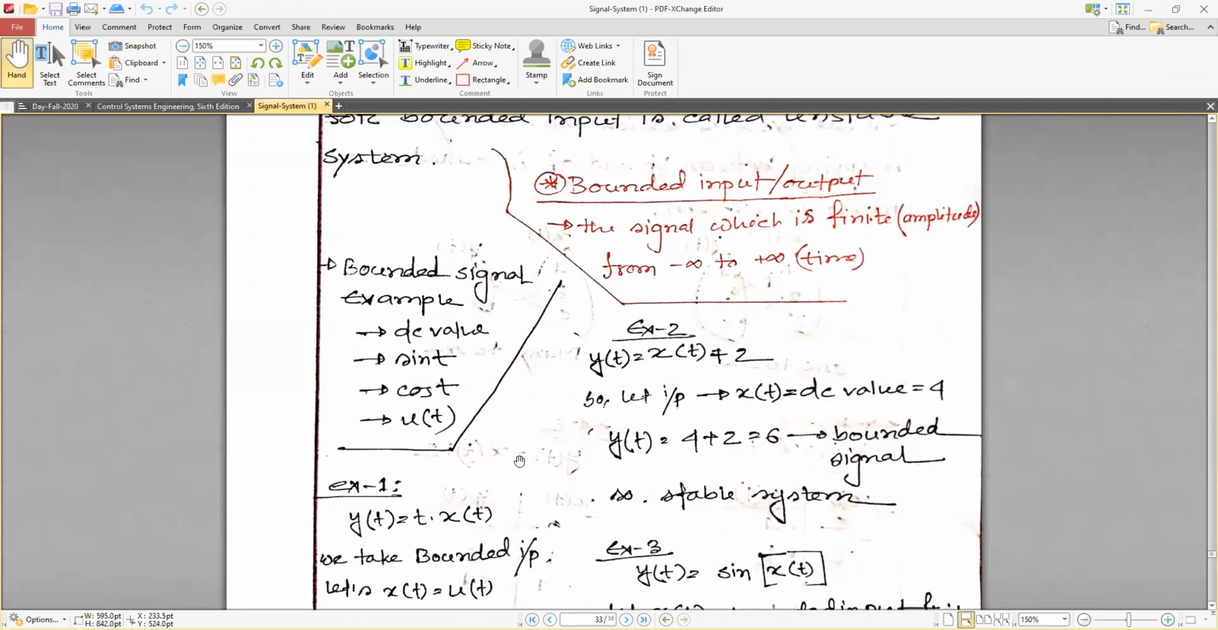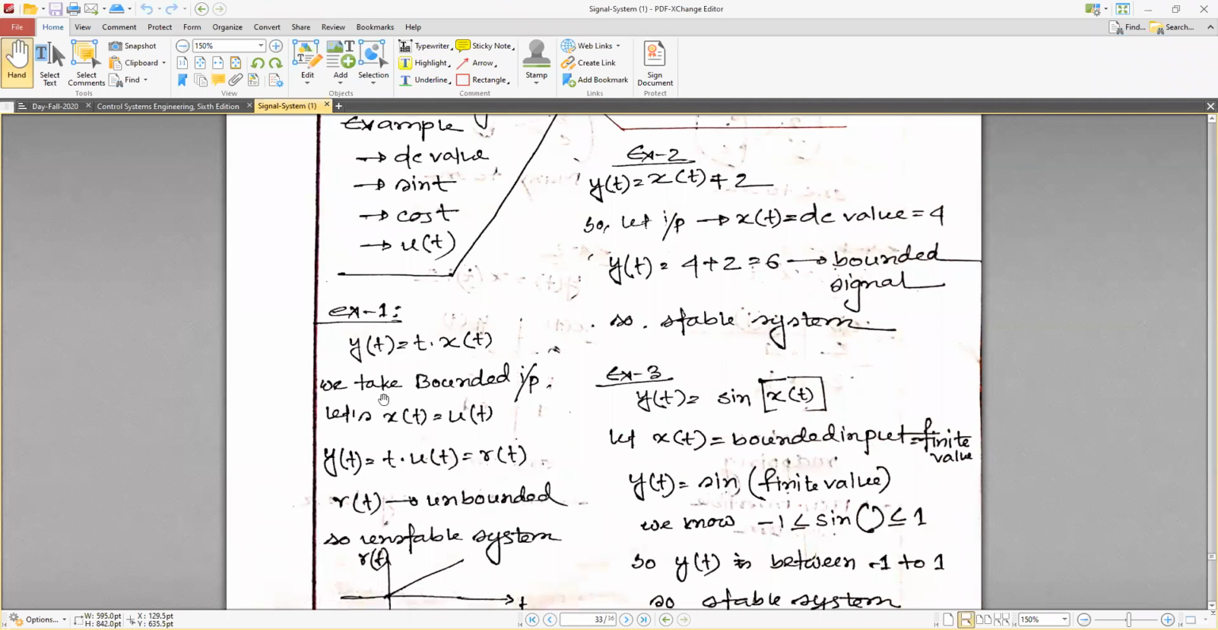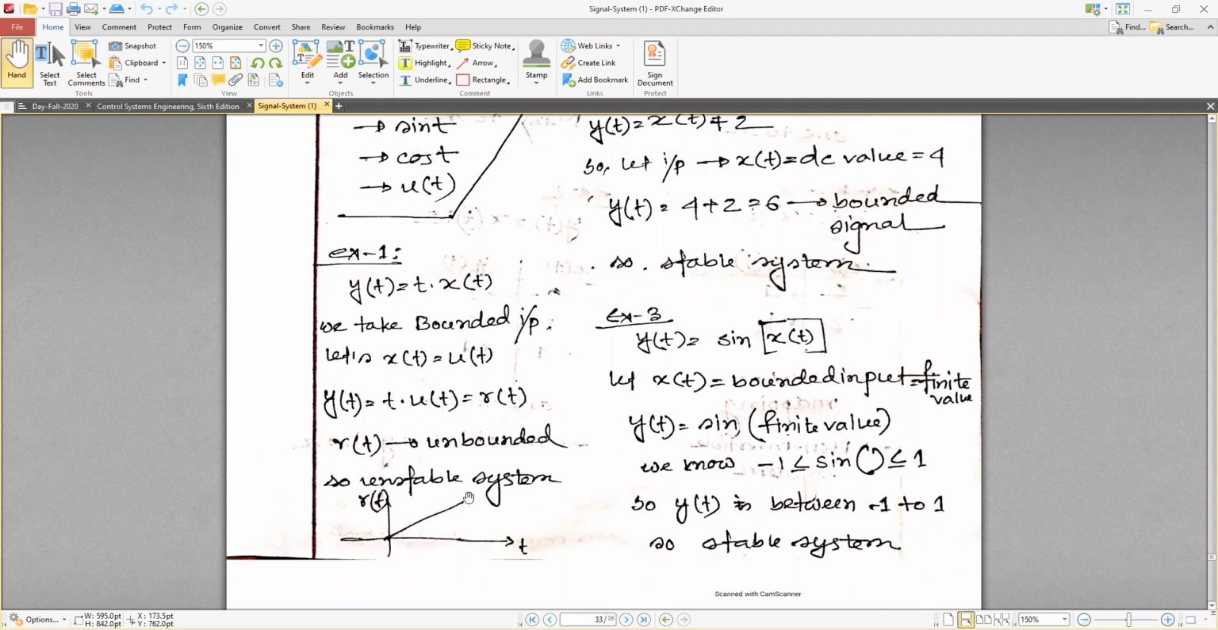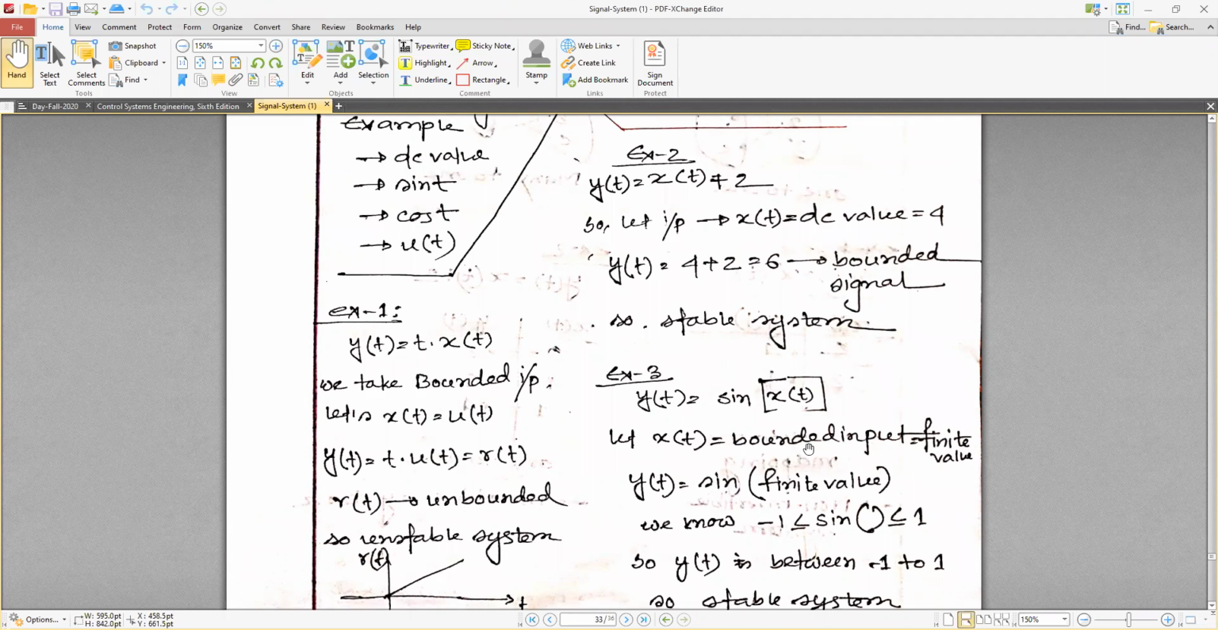Here is an example. y(t) is equal to t times x(t). We take a bounded input, let's say x(t) is equal to u(t), the step response. So y(t) is t into u(t), which is equal to r(t). r(t) is unbounded, so it is an unstable system. Like this, some other examples are also given here.